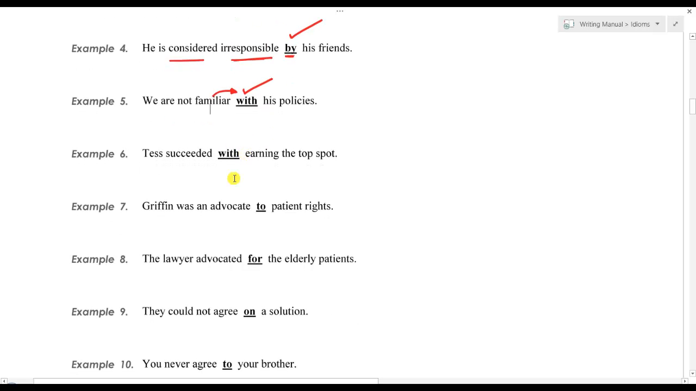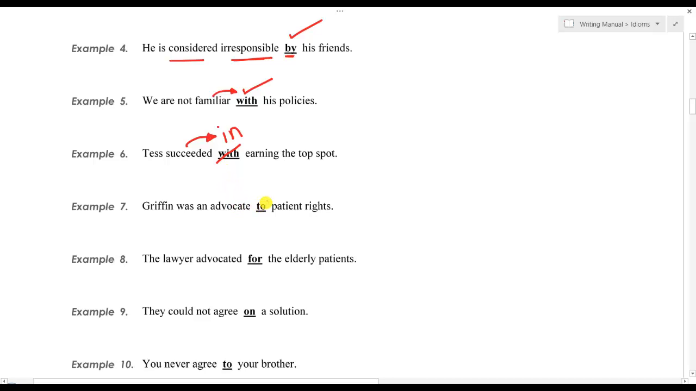Number 6, many people do get by here, but really this with should be in. If you said test succeeded by earning the top spot, that's not completely incorrect, but for reasons that I will not get into right now, in is the better preposition here. She succeeded in doing something. You succeed in doing something.